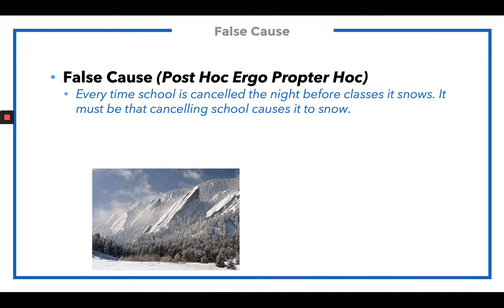Another kind of false cause fallacy is the post hoc ergo propter hoc. So, after this, therefore, because of this. So here's an example. Every time school is canceled the night before classes, it snows. It must be that canceling school causes it to snow. Now here we're seeing that somebody's saying that because the thing happens after some other thing, the first thing must be causing the second. But really we know here that what's happening is that there's going to be the snow, and that's why they cancel school, not the other way around. It's not that canceling school causes the snow.